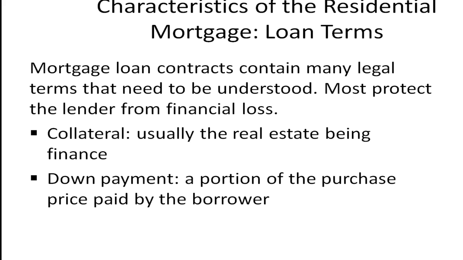Down payment is the amount, a portion of the purchase price paid by the borrower. So before you buy the house, you may be buying a $200,000 house, but you may put $40,000 down, so you're only borrowing $160,000, so $40,000 down payment.